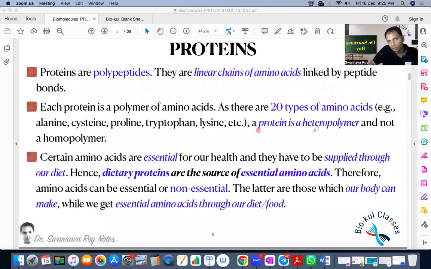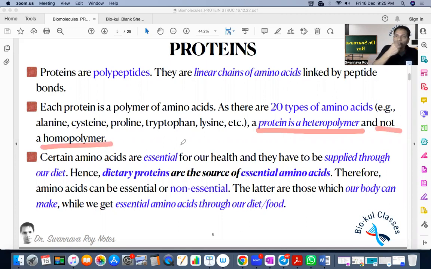A protein is called a heteropolymer. It's not a homopolymer. A protein is made up of different types of amino acids, not the same kind of amino acid. Had a protein been made up of the same kind of amino acids, we would have called it a homopolymer, but this is a heteropolymer.